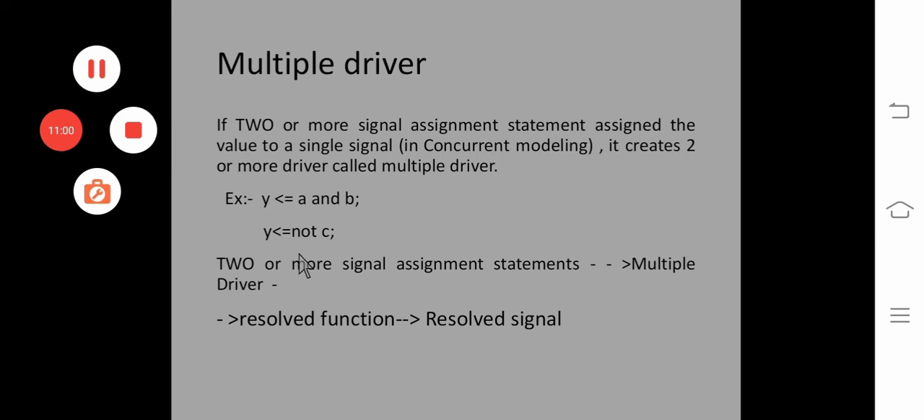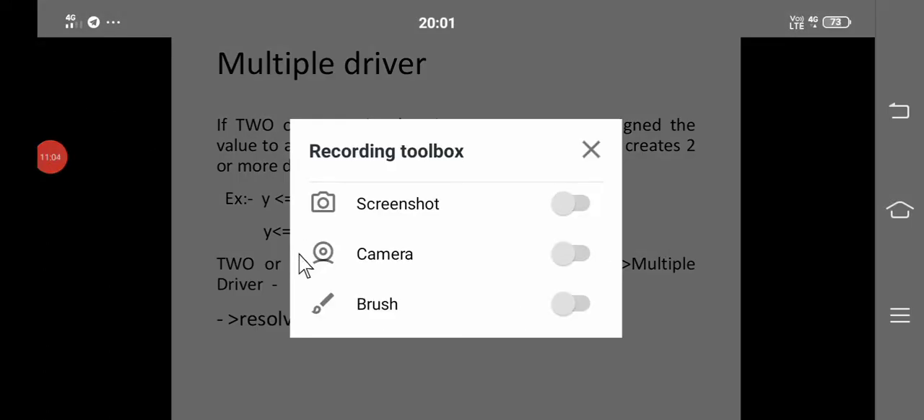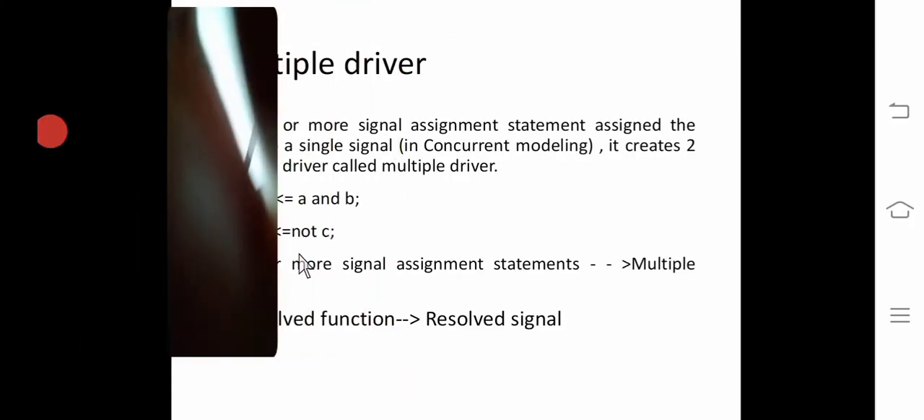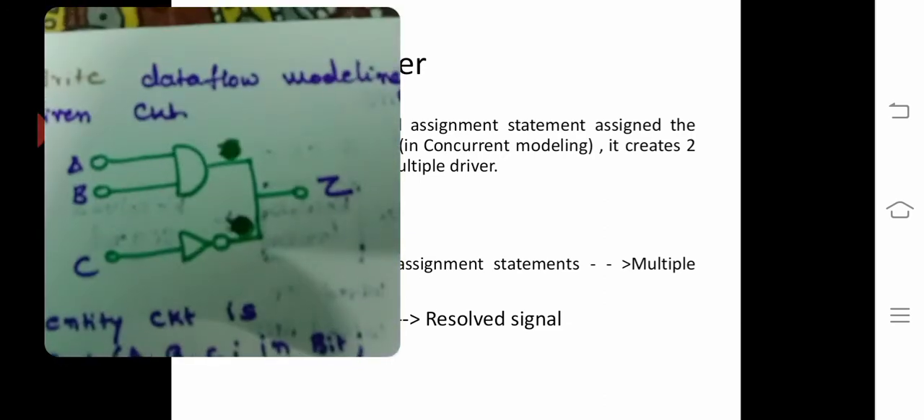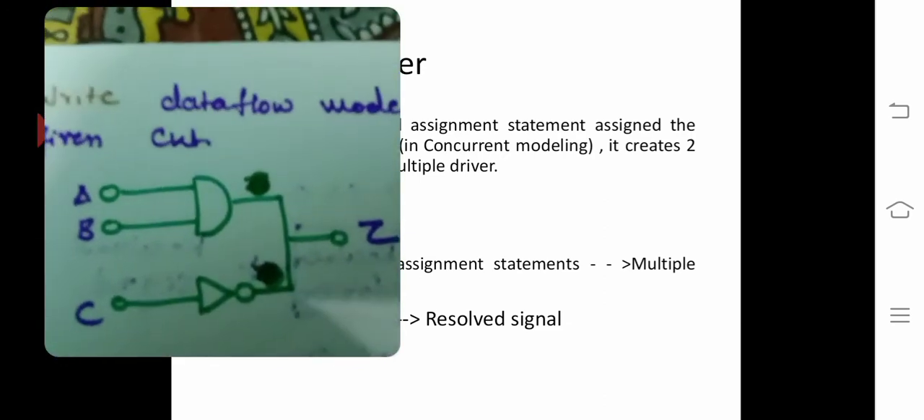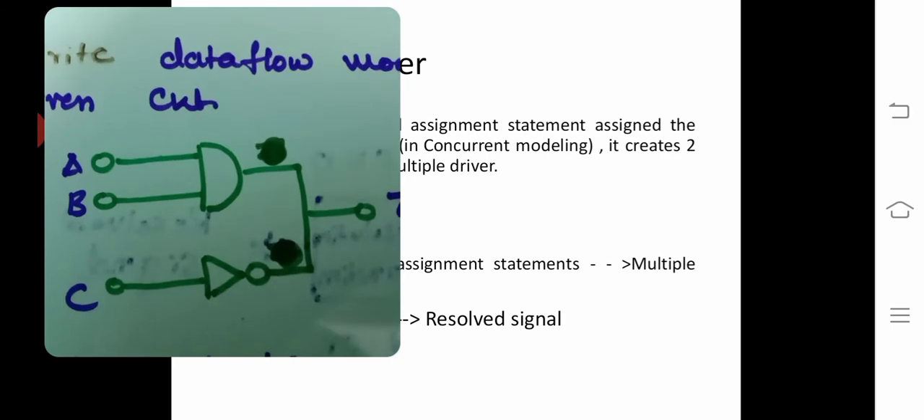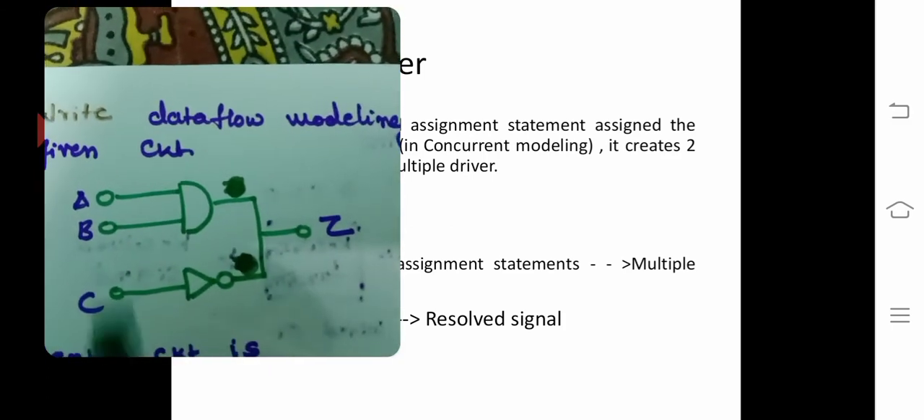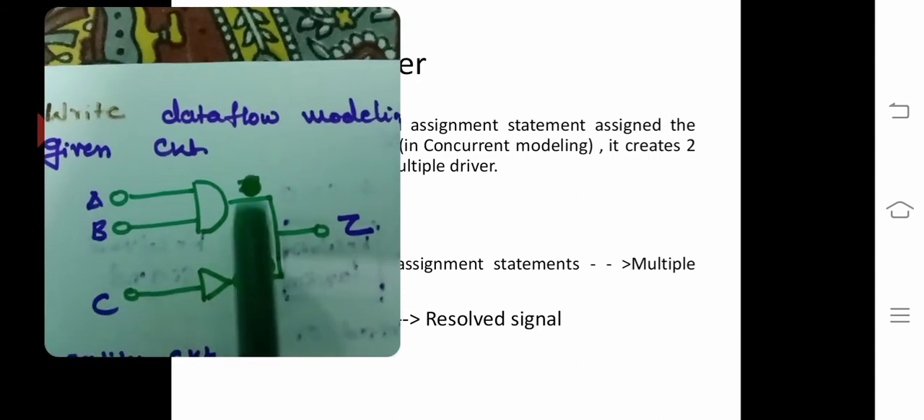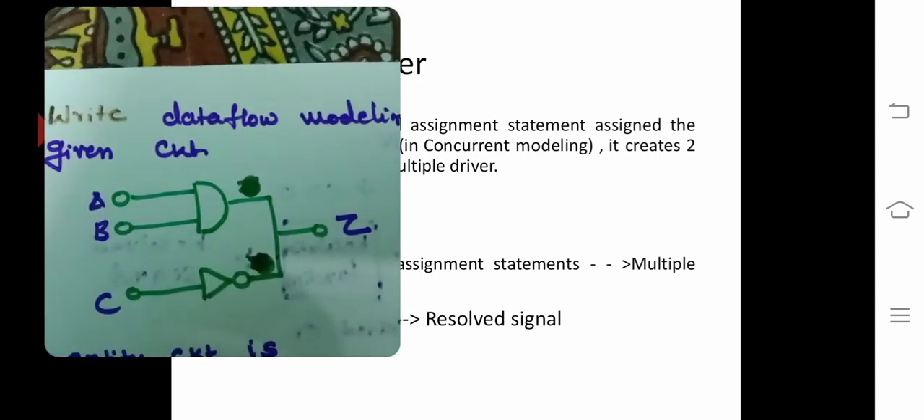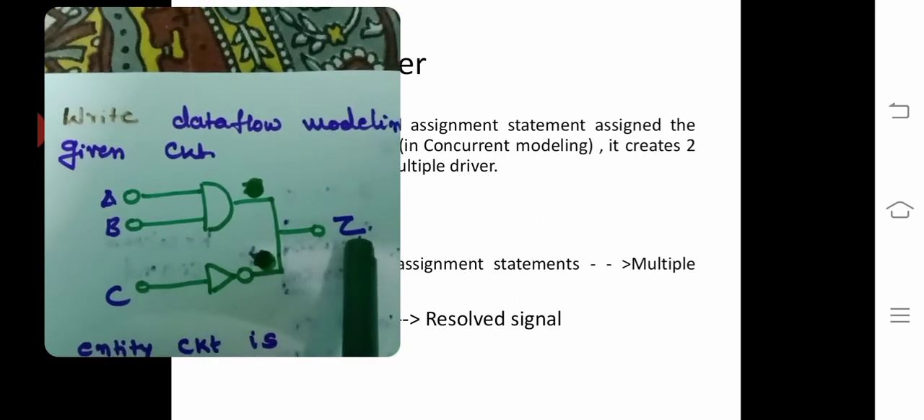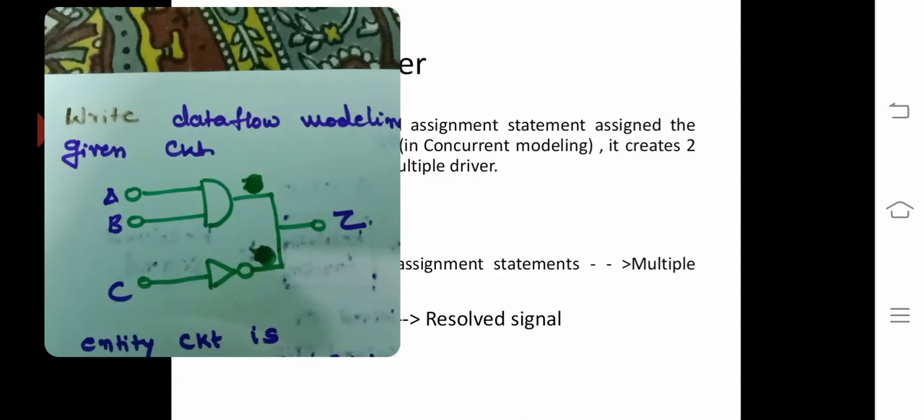So here, just try to see this circuit. What does this circuit contain? A, B and C. This is your AND gate and this is your NOT gate. The output is Z. Here, how are you going to write the program?